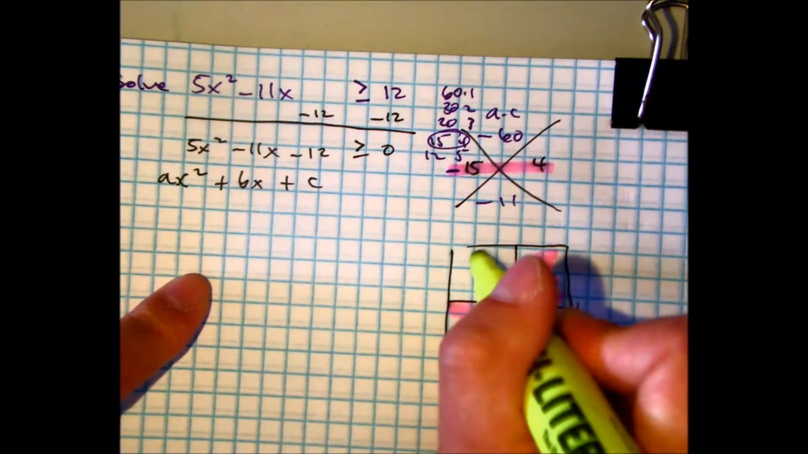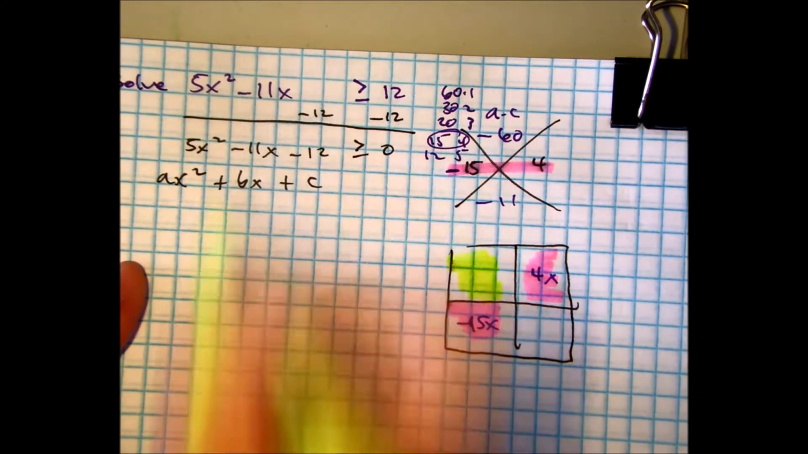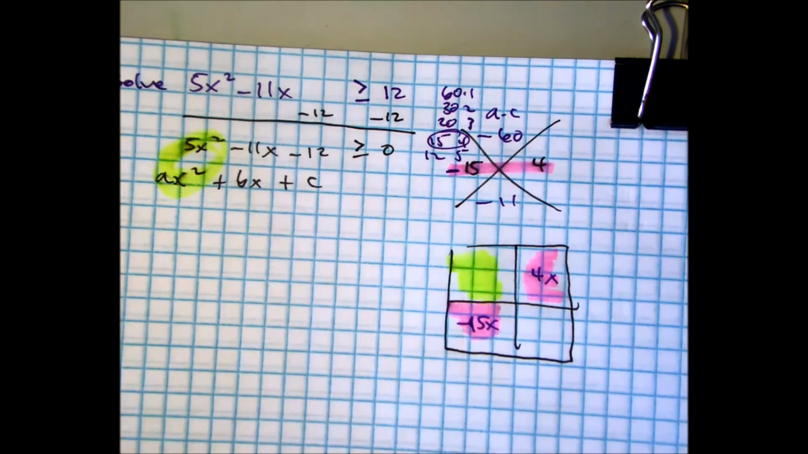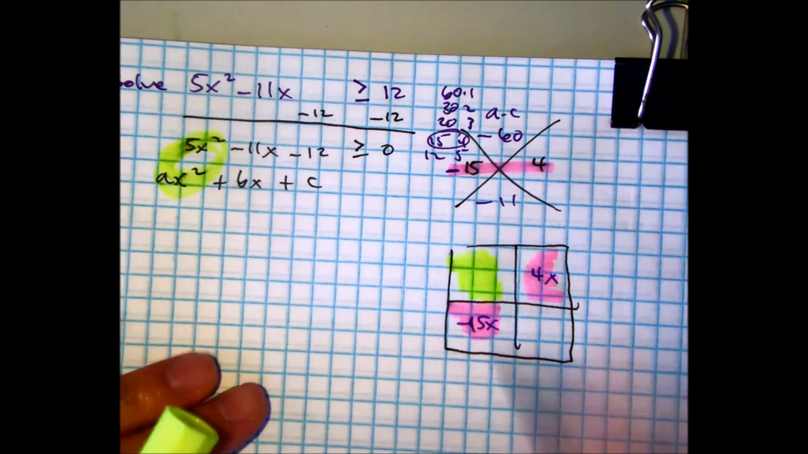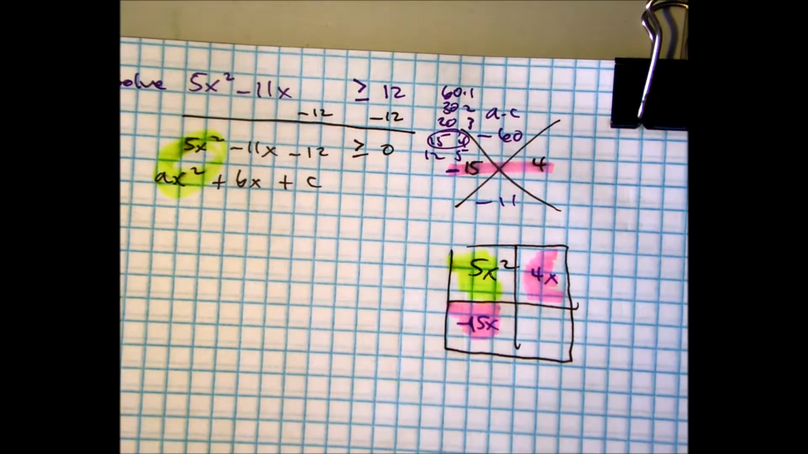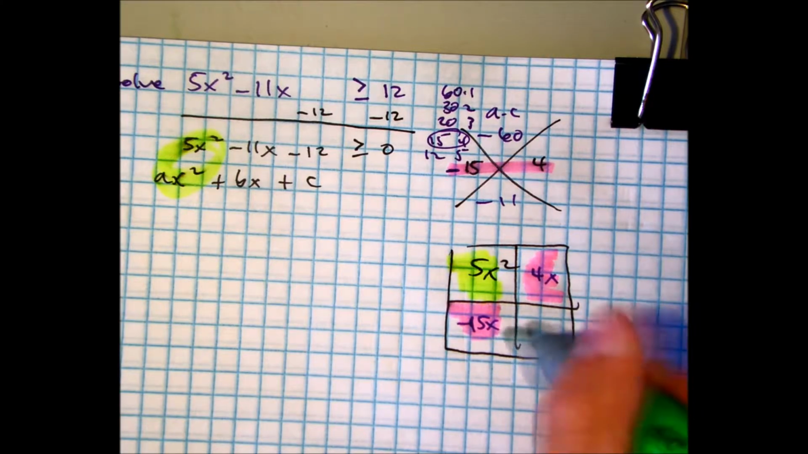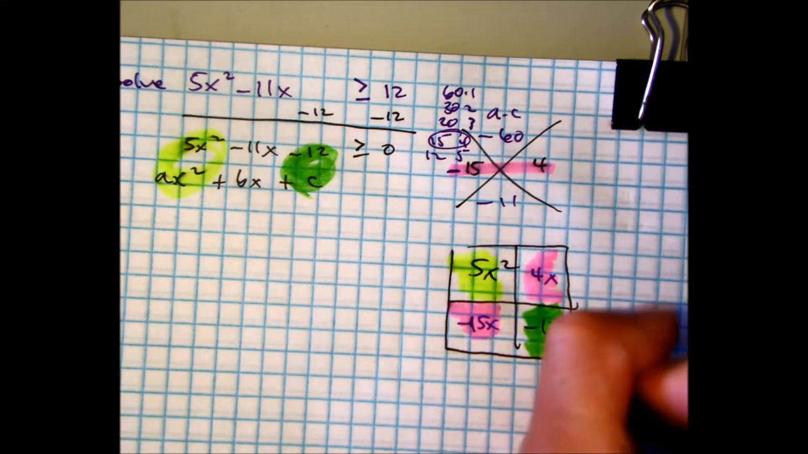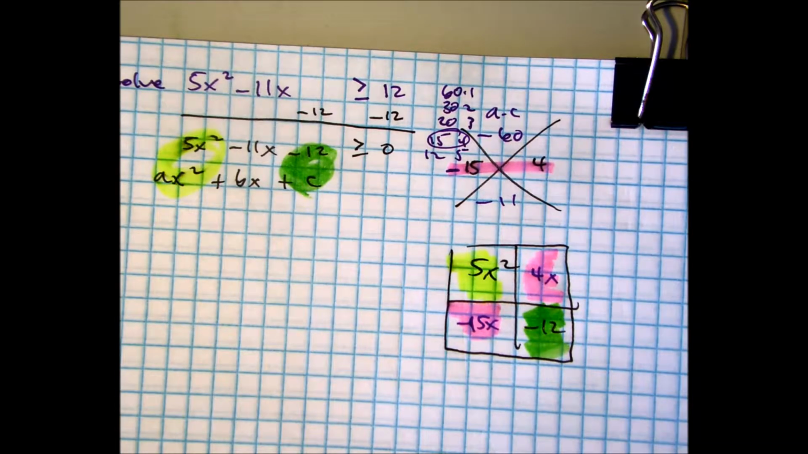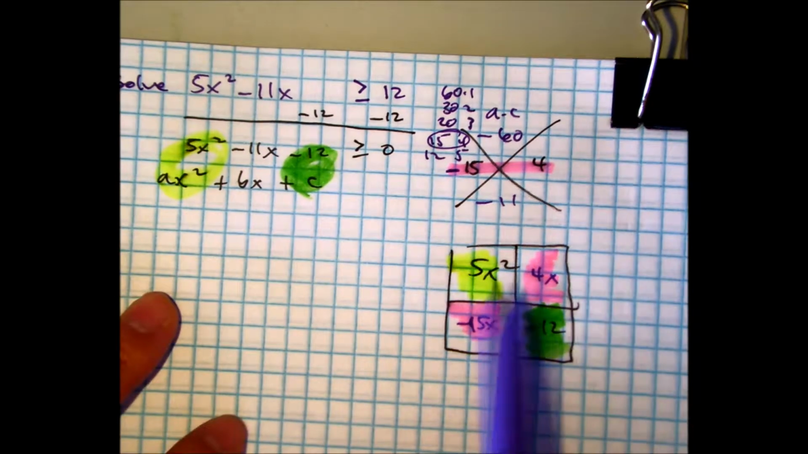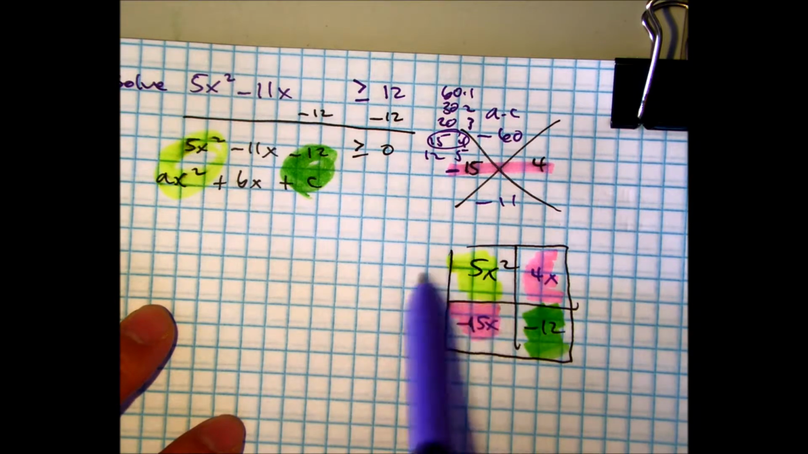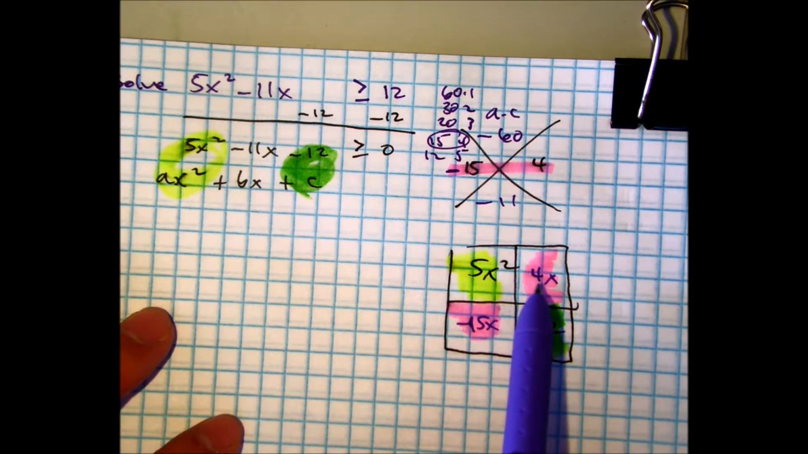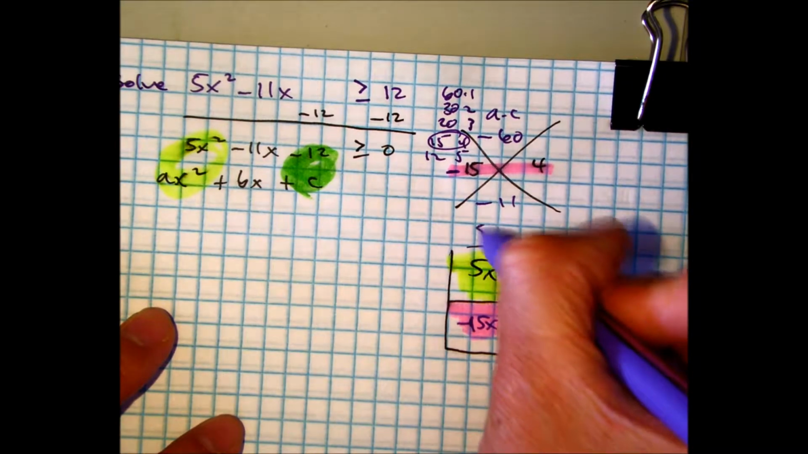Class, what goes in this box? Always the first term. And what goes in this last box? Negative 12, and then we're just going to factor. Class, is the greatest common factor in this direction 5? No. Because 5 can't go into 4. Does that make sense? So we put the 5 up here.